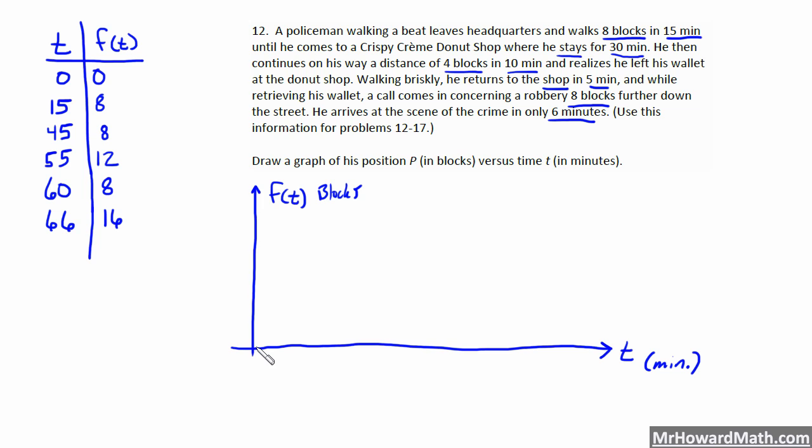Alright, so we had the 0, 0 point here. Let's go ahead and scale our axis. Let's just make it 10 at a time. So that's 10, 20, 30, 40, 50, 60, and the max is out here at 66. So I'm going to put that right there.